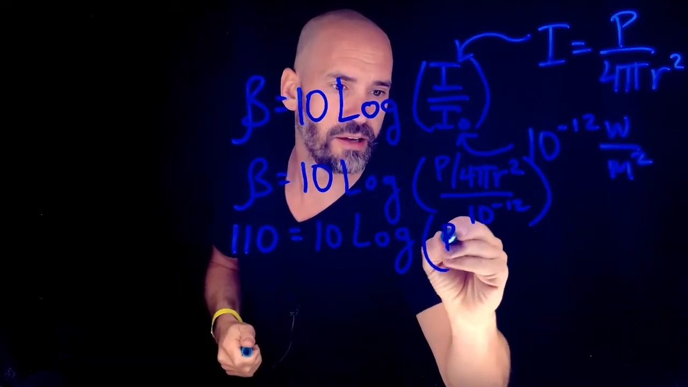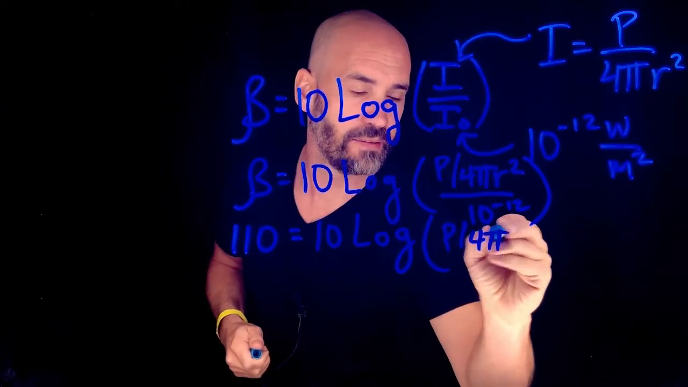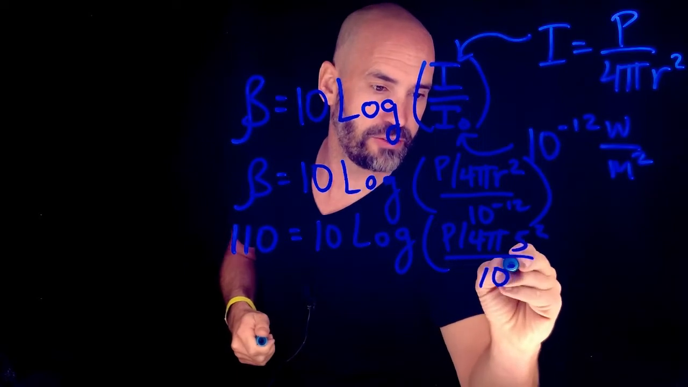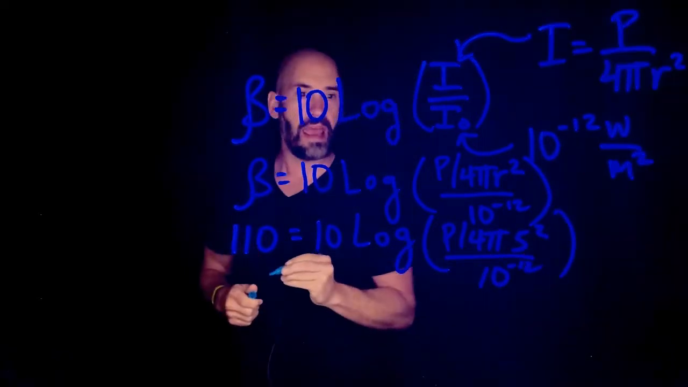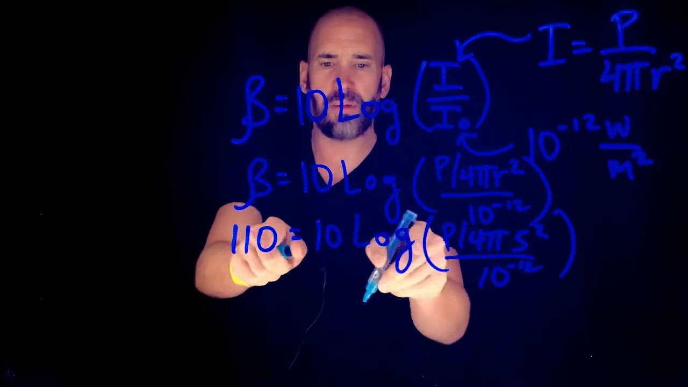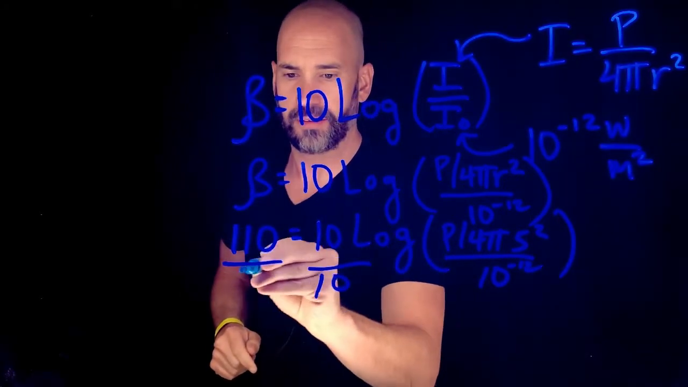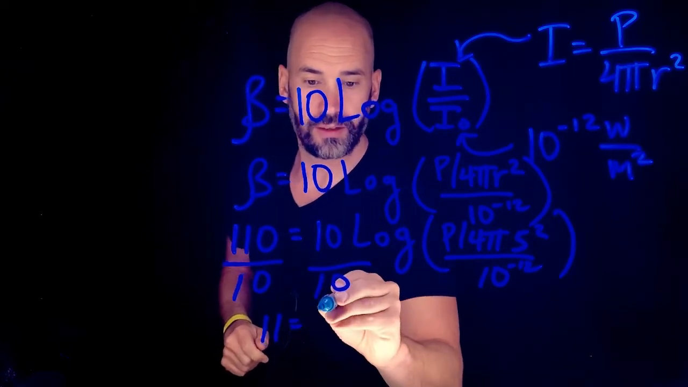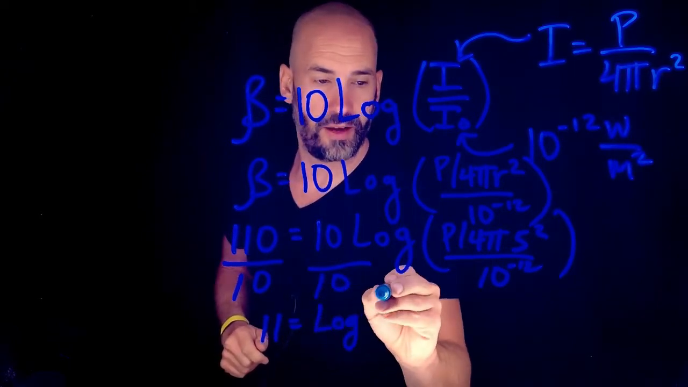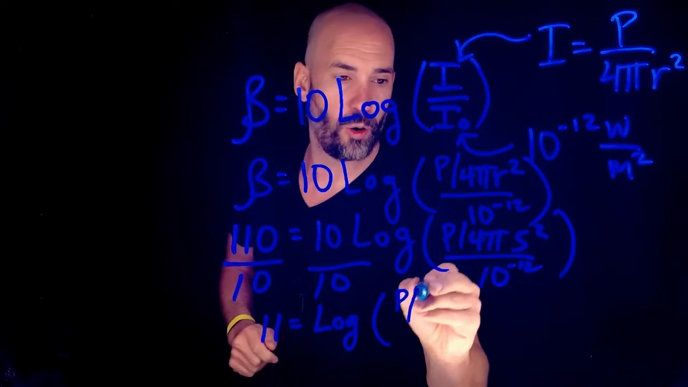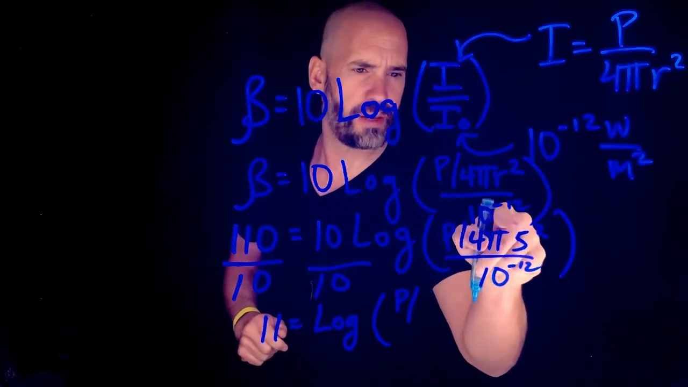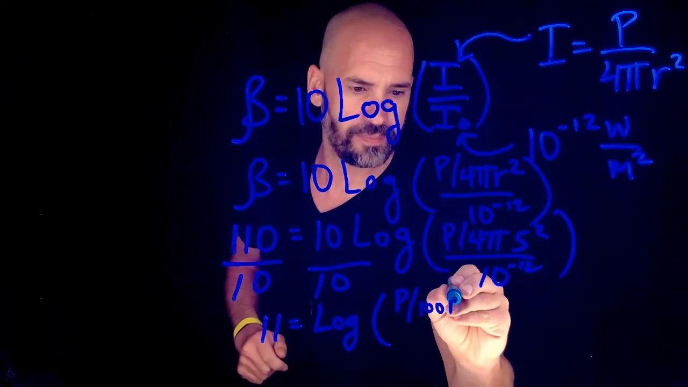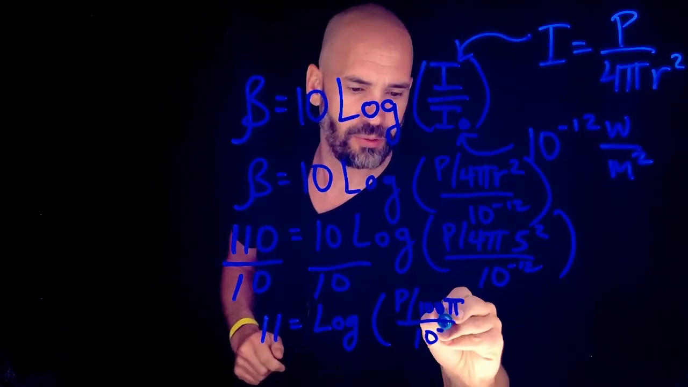We take P over 4 pi 5 squared divided by 10 to the minus 12. And we want to divide both sides by 10, so we can get rid of that in front. And so we know that 11 must equal log base 10 of P over, well, 4 times 5 squared is 100, so that'll be over 100 pi, divided by 10 to the minus 12.